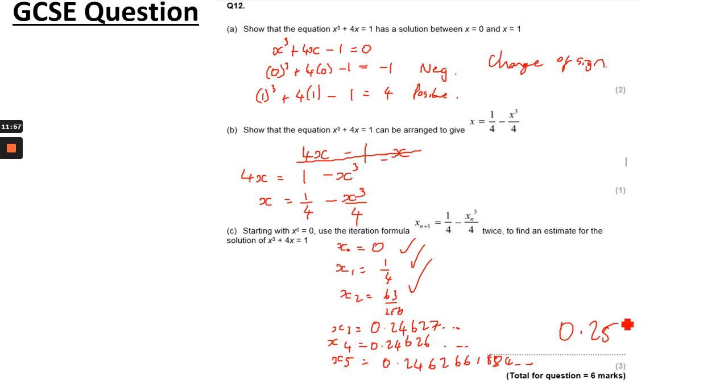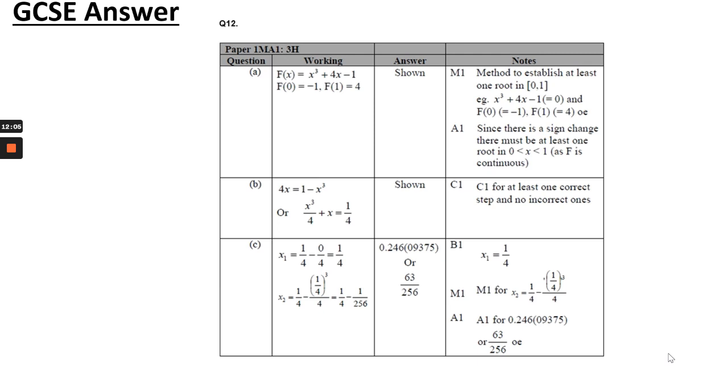So let's just double check. 63 divided by 256. It's going to be 0.25 for 2 decimal places. Let's just check that we've got that correct. Yeah, so 63 over 256.